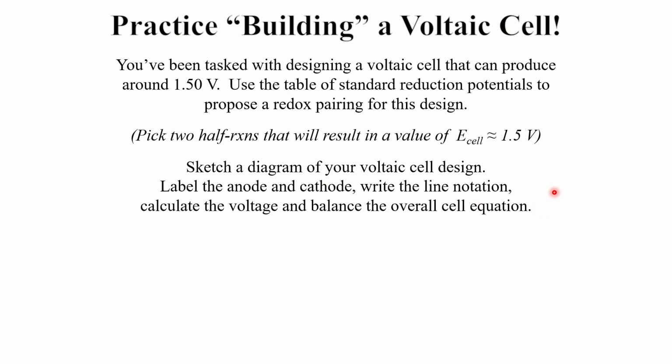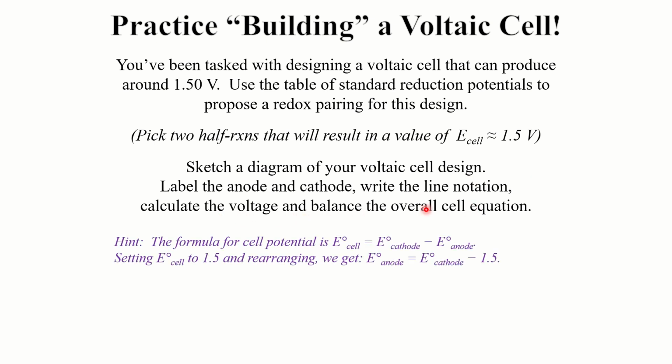All right, I've got another question for you to try. You've been tasked with designing a voltaic cell that can produce around 1.50 volts. Use the table of standard reduction potentials to propose a redox pairing for this design. So what you need to do then is pick 2 half reactions that will result in a value of E cell equals 1.5 volts. So sketch a diagram of your voltaic cell design, label the anode and the cathode, write the line notation, then calculate the voltage and balance the overall cell equation.